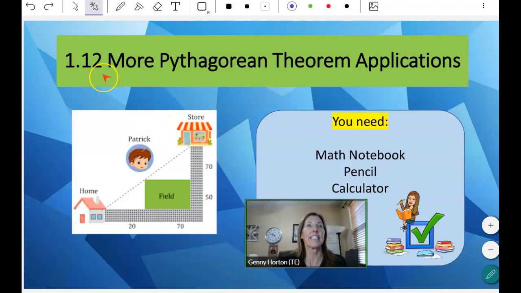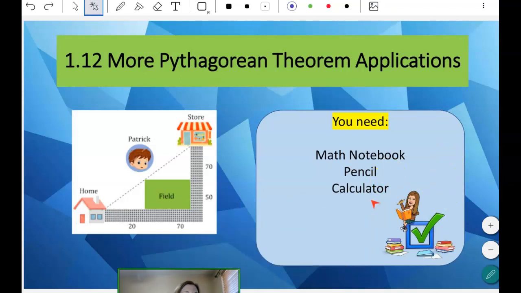All right, today's lesson is 1.12, more Pythagorean theorem applications. You'll need your math notebook, pencil, and your calculator. Please make sure you're taking notes and working out those problems as we go through them in this video.